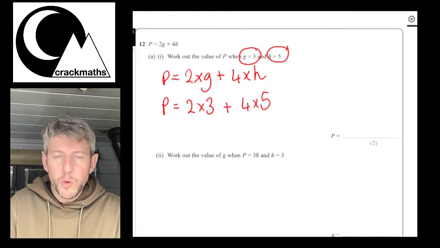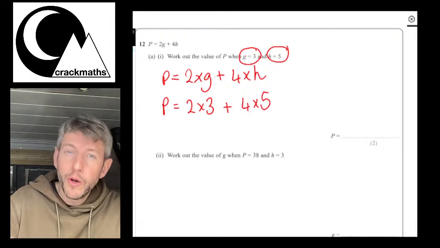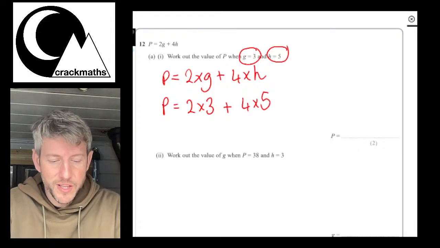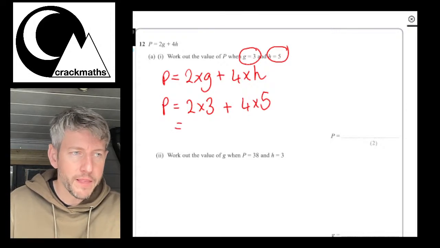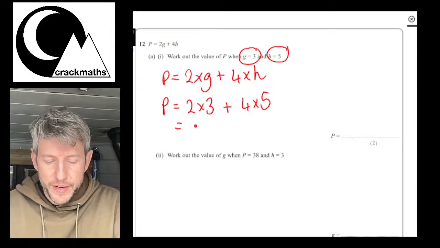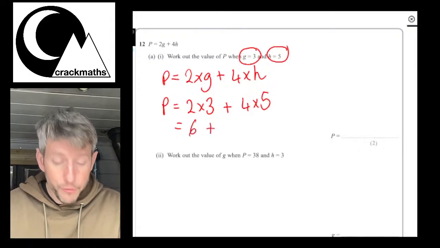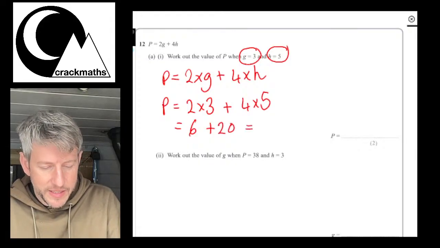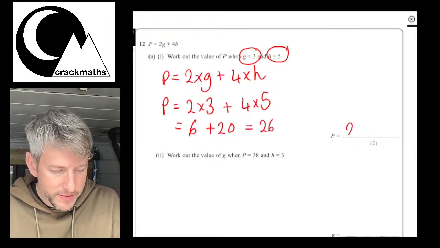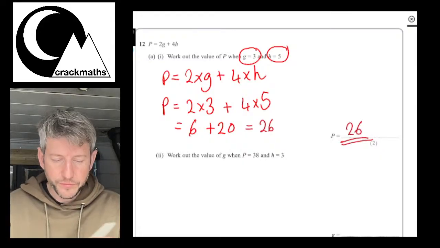Now, remember, with the laws of BODMAS, we always do multiplication first. So we're going to just work out these multiplications before we add them together. 2 times 3 is 6. 4 times 5 is 20. Then we can add those together, and that makes 26.